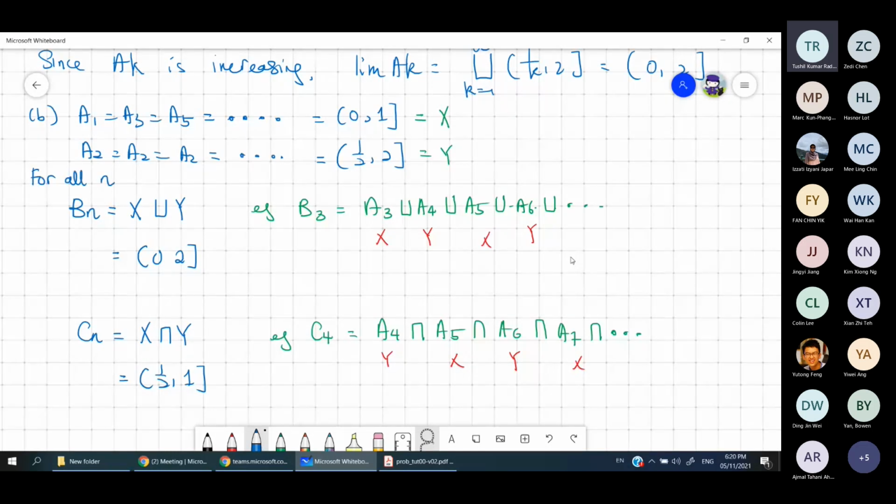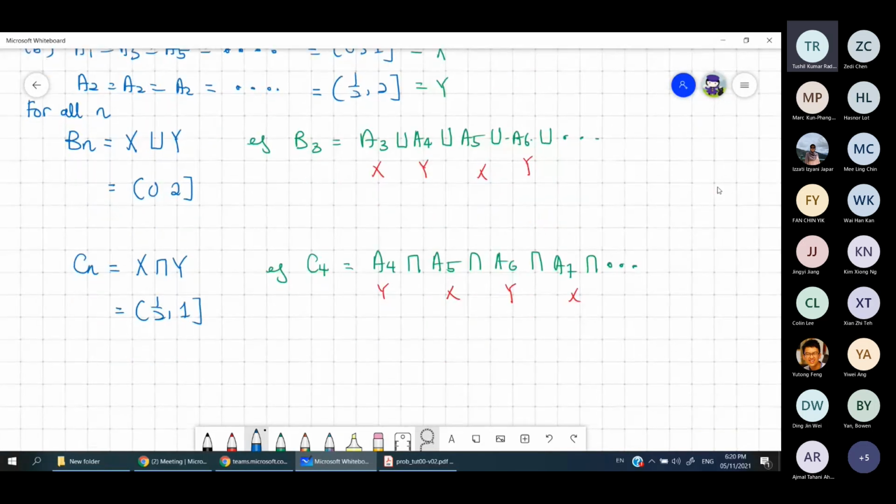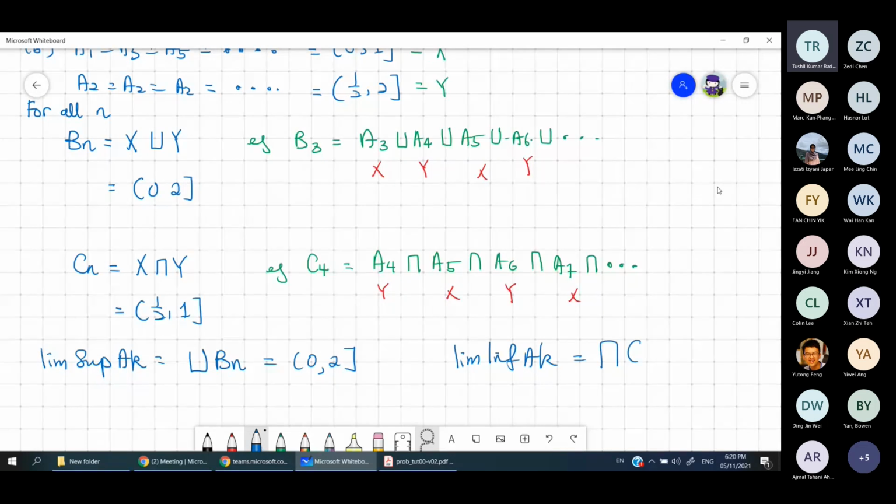So we have these two. Okay, now done. So you can see easily. The limit supremum of AK will be the union of all the BN. Since these are all identical, the remaining must be the same. And the limit infimum of AK will be the intersection of all the CN. So they are all identical.